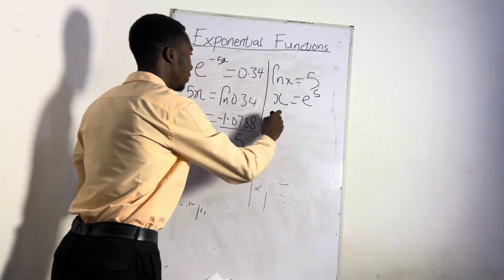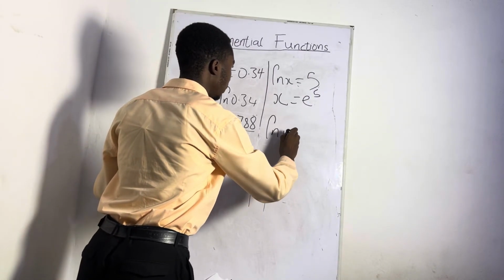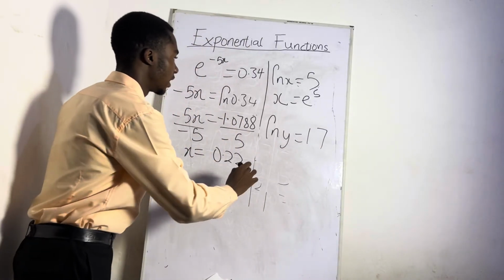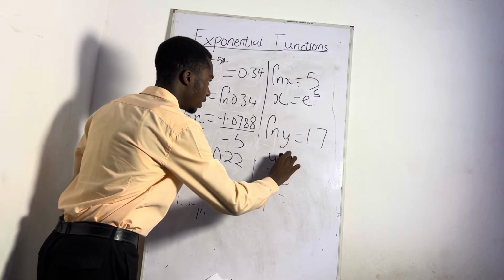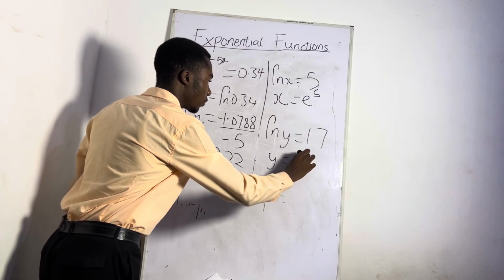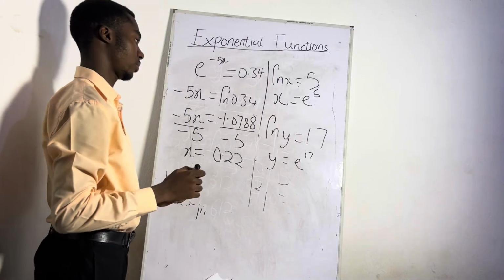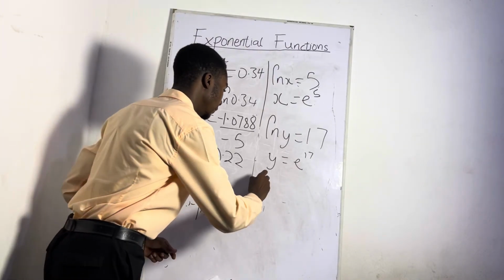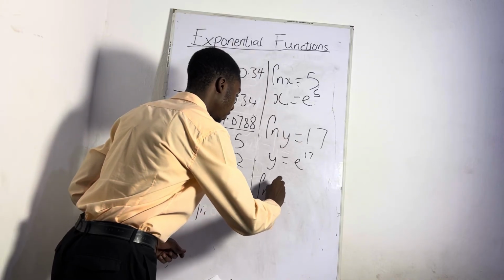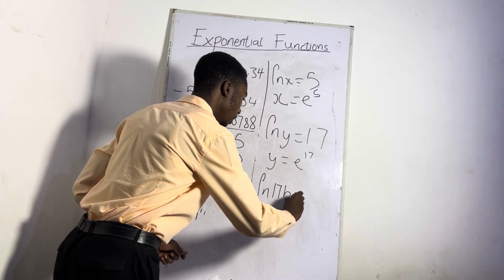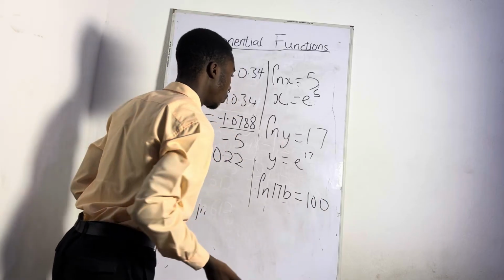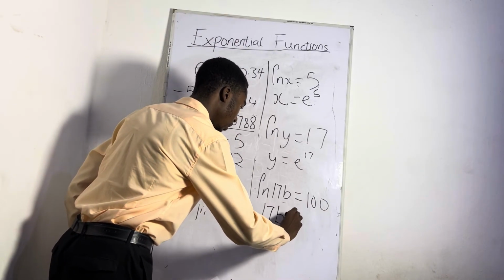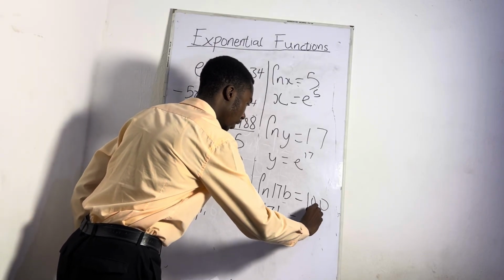So if I also have ln y is equal to 17, what do I do? I just write the y, then it's equal to e exponent 17. If I also have ln 17b is equal to 100, what will I do? I just write 17b is equal to e exponent 100.